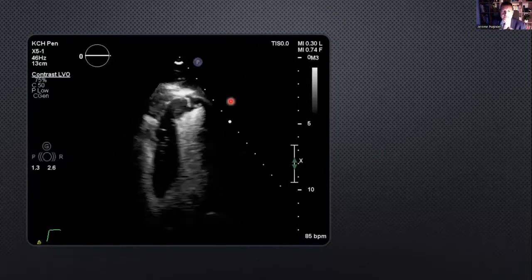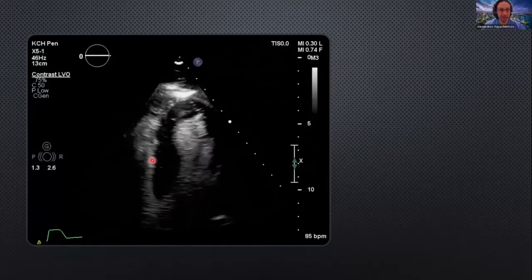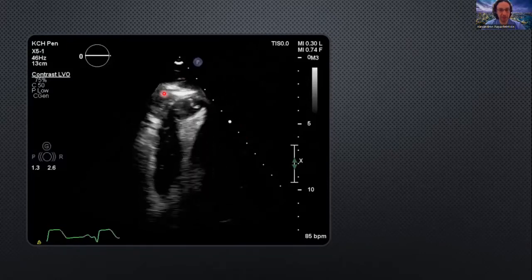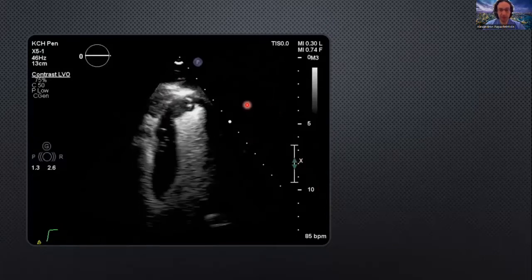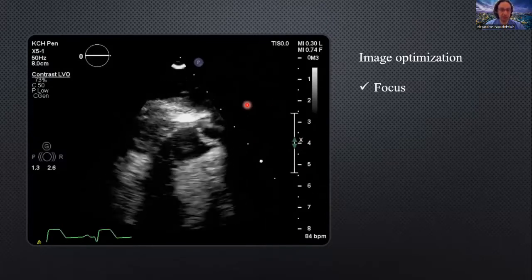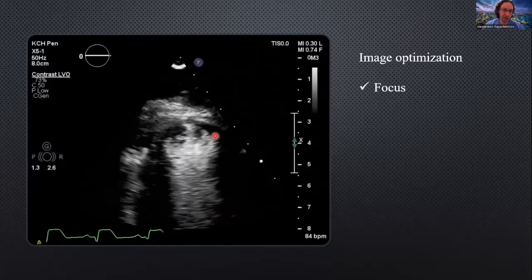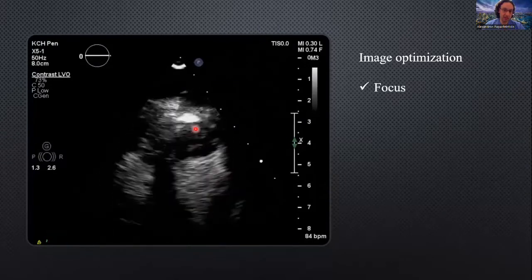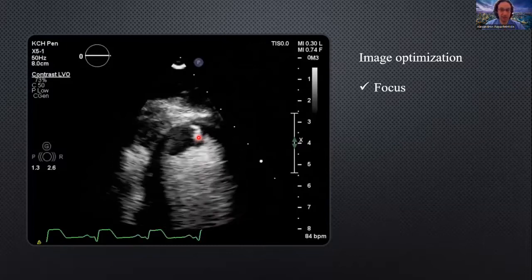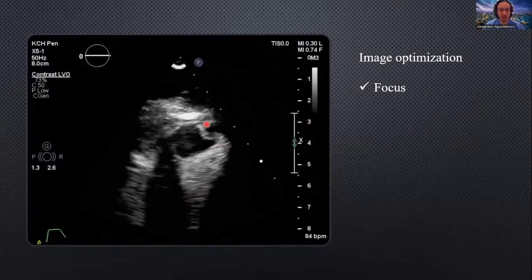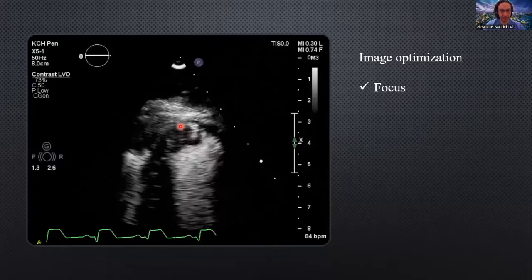Thank you. So what I'm saying here is that you see the whole LV, but you can optimize it further and bring the focus towards the apex. And this is what you see. You can see very clearly the LV wall, which is very thin, and the contrast going around the thrombus all the way to the LV wall, the apex. And you see the focus now is at the apex, not in the cavity.